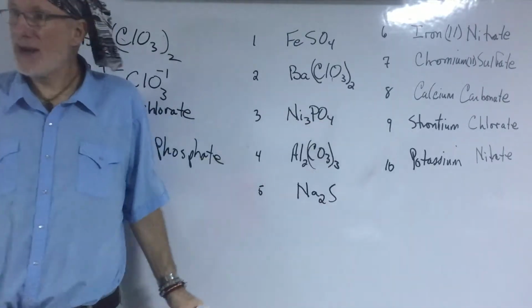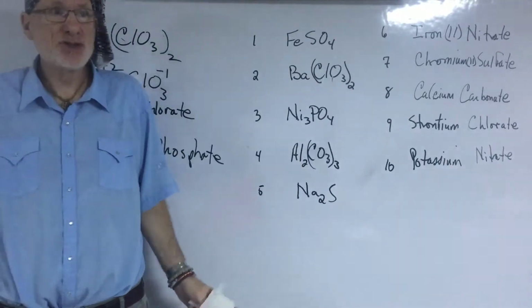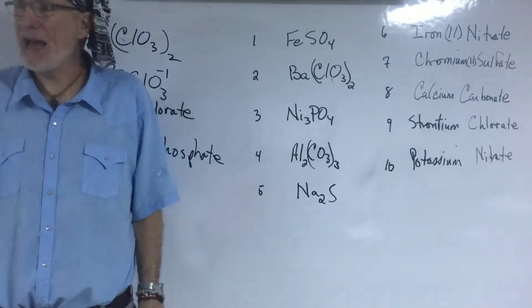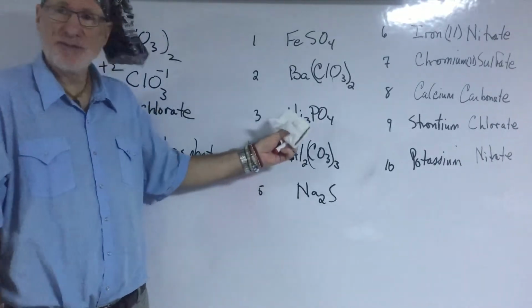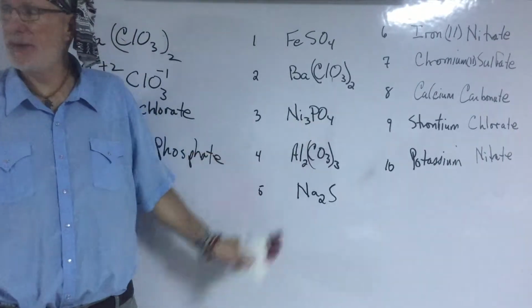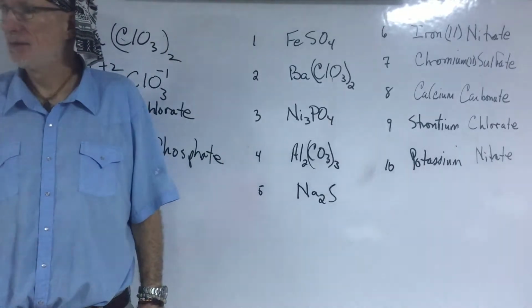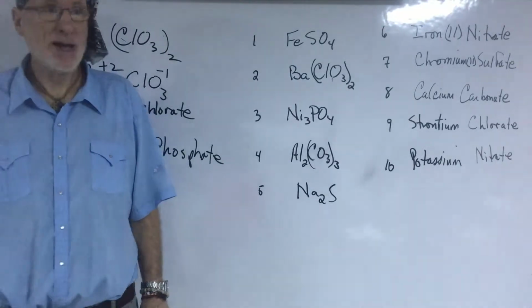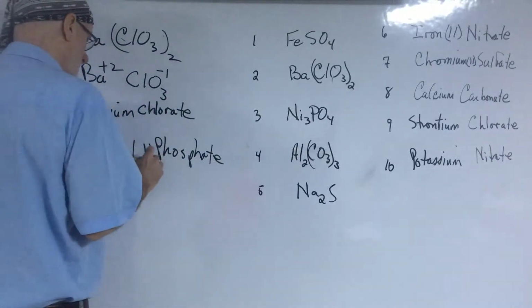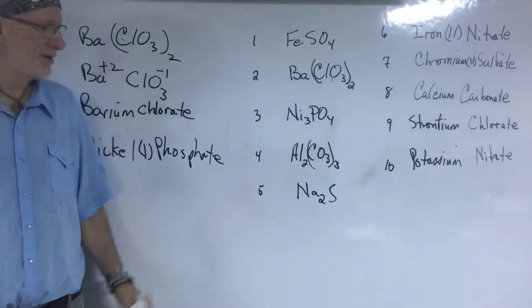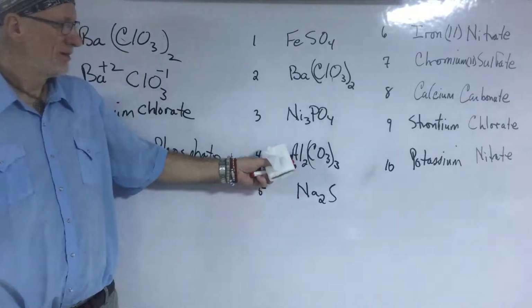There's only 1? There's 3 nickels, right? Yes or no? Please, help me out. You're killing me. So if there's 3 nickels contributing to that +3 charge, what's the charge on each nickel? 1. Nickel 1 phosphate.